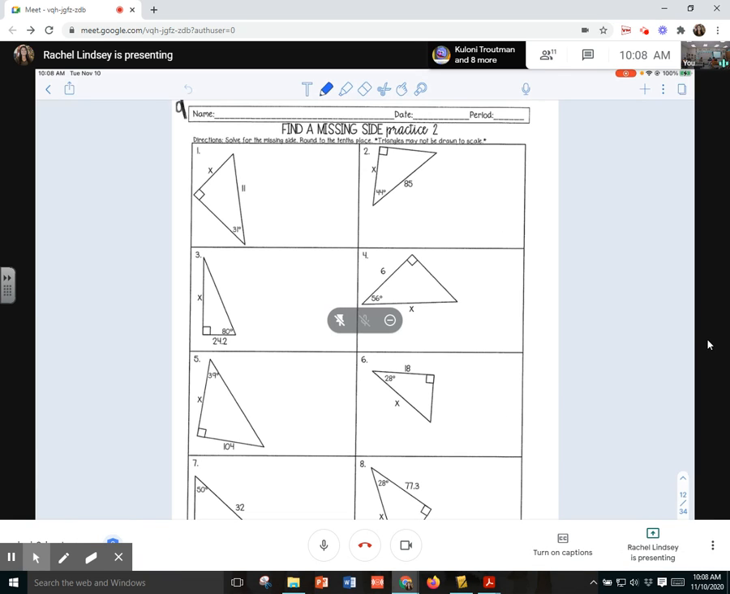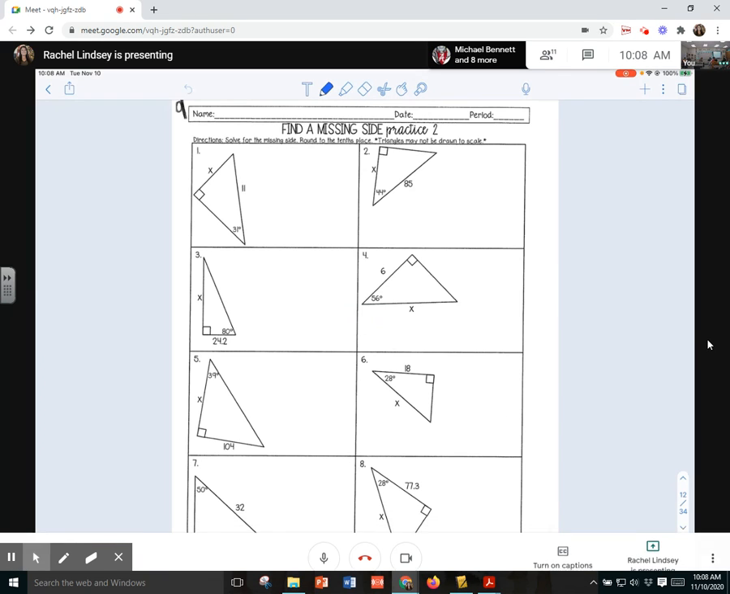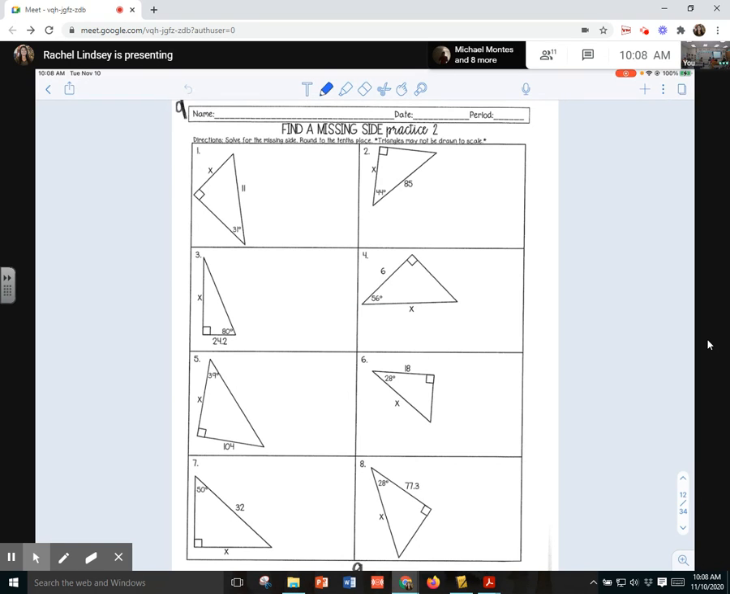So yesterday we talked about trig ratios. We started trig ratios, sine, cosine, and tangent. And then we got into solving for missing sides. So on page 9, I asked y'all to work on that before you left yesterday. So I'm going to go through those really quick.